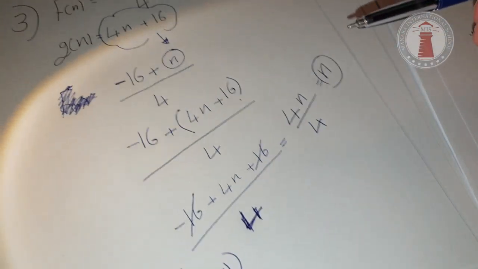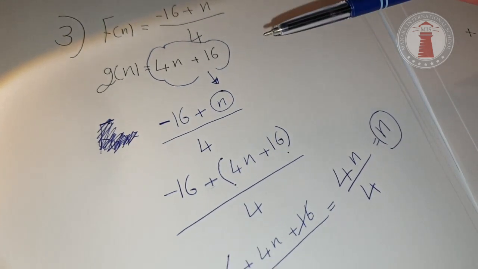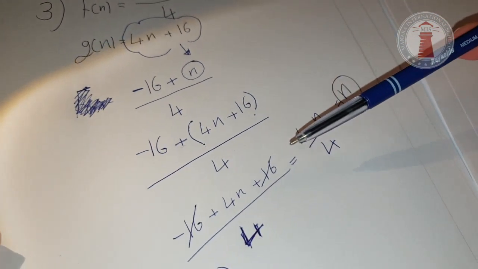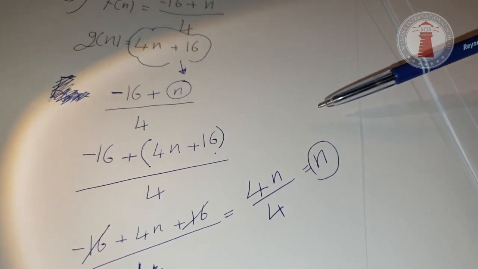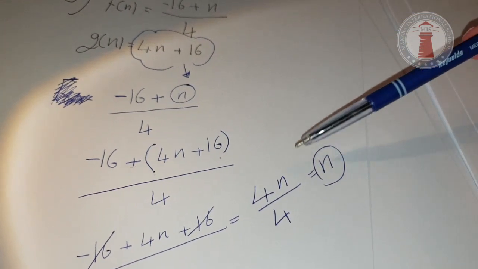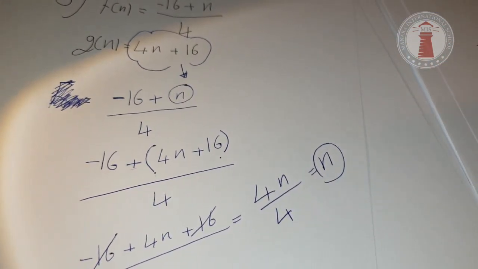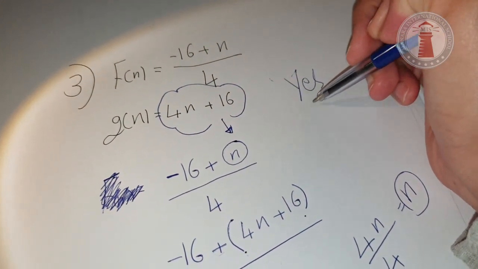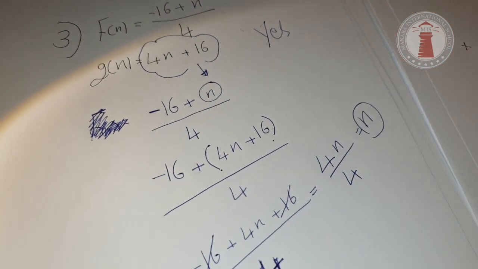So if you follow these procedures, and at the end of these steps you got n, you got the original input, then these functions are inverses, so you're just going to pick the answer yes or the answer true, depending on what the answer is.